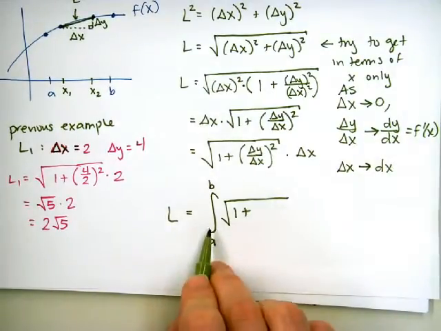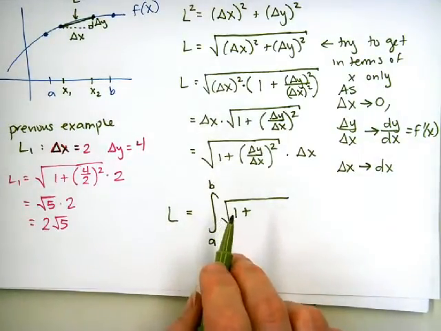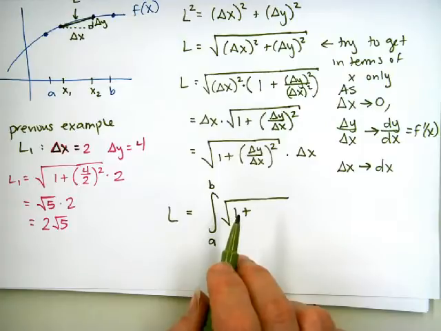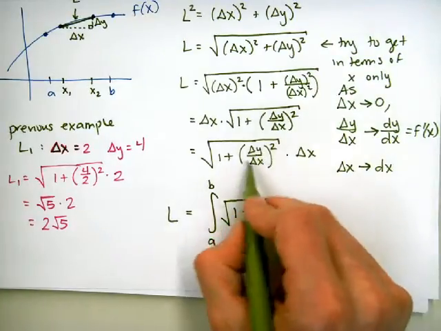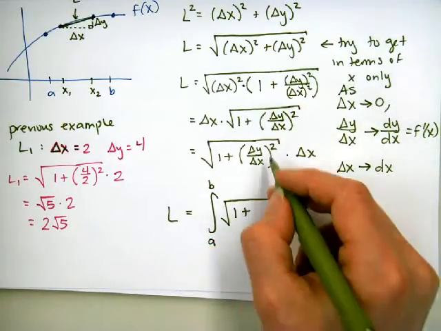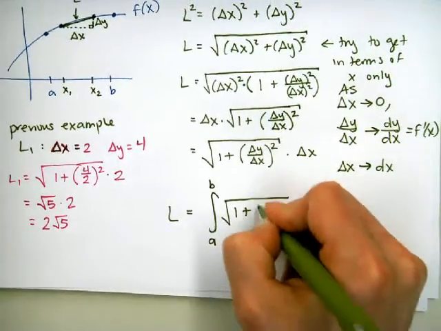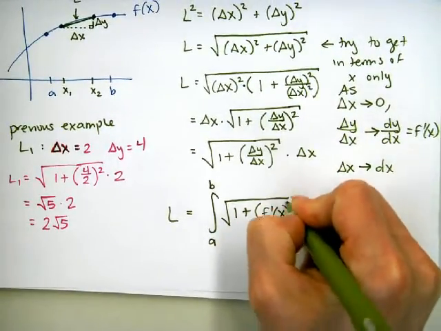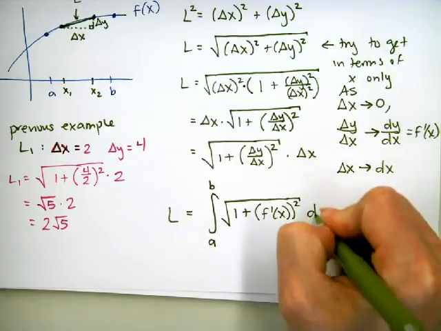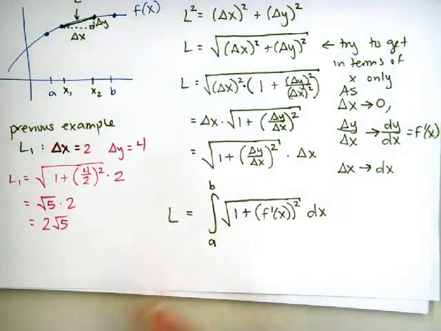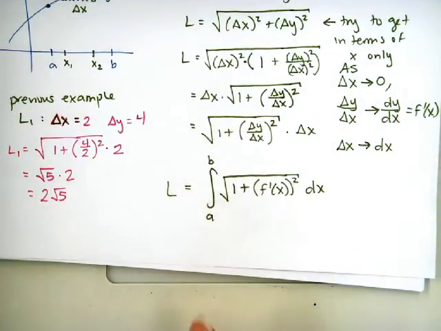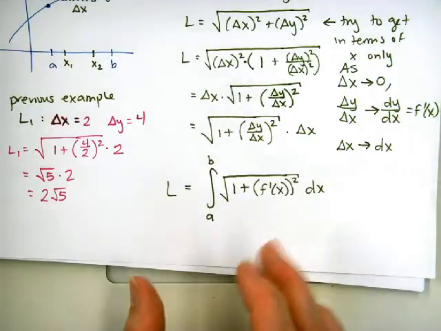Now, because I'm integrating, that means all of those widths are becoming super, super small, becoming 0. That makes this delta y over delta x become the derivative. And then my delta x becomes a dx. So this is the arc length formula.